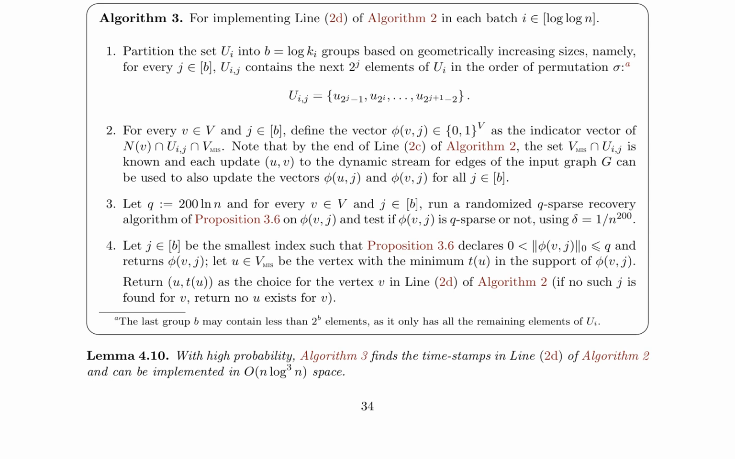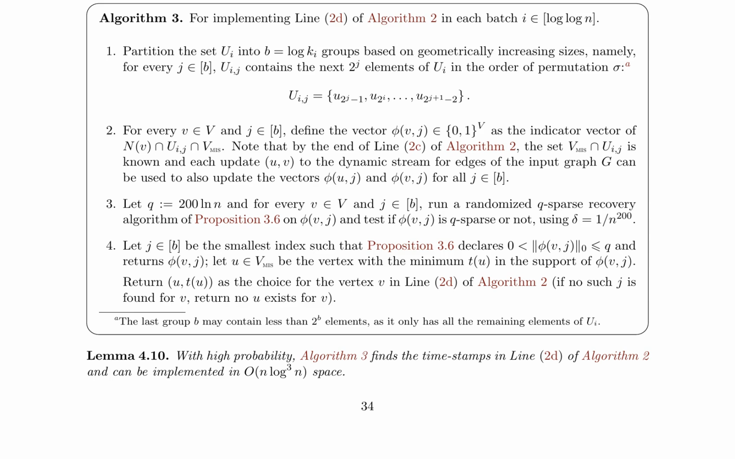The paper also introduces algorithm 3 for finding timestamps in line 2d of algorithm 2. This involves partitioning the set UI into b equals log k_I groups based on geometrically increasing sizes and defining the vector phi_v,j as the indicator vector of N(v) intersection UI,j intersection V Ms. A randomized Q-sparse recovery algorithm is then applied to phi_v,j to test if it is Q-sparse or not. The smallest index j such that phi_v,j is Q-sparse, and returns phi_v,j, is used to find the timestamps in line 2d of algorithm 2.